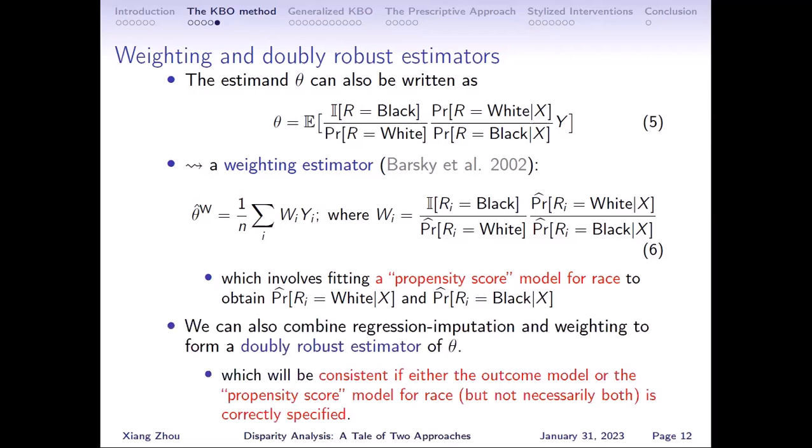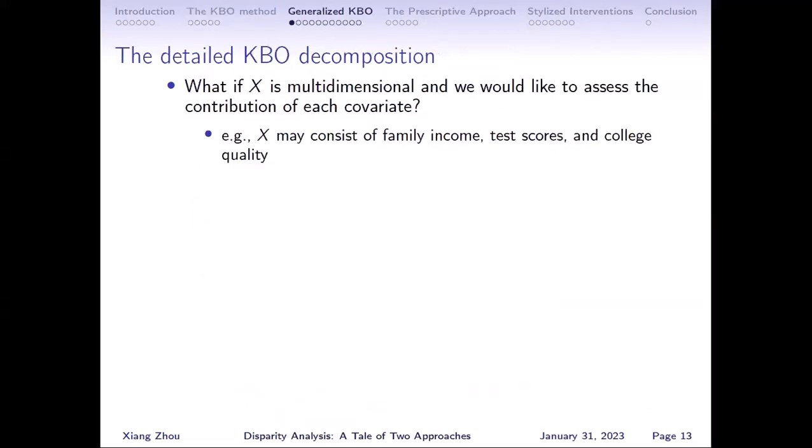We can also combine regression imputation and weighting to form a doubly robust estimator of theta, which will be consistent if either the outcome model or the propensity score model for race, but not necessarily both, is correctly specified. We'll come back to the doubly robust estimator in a couple of minutes when we talk about the more generalized KBO method. So far, so good. Any clarification questions?